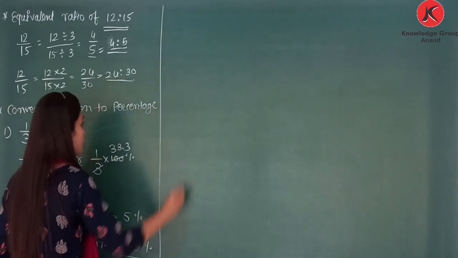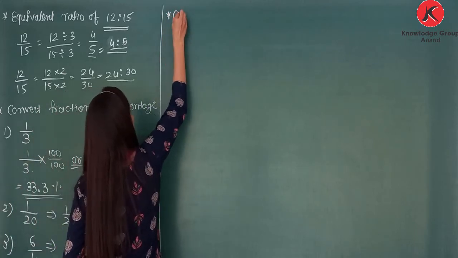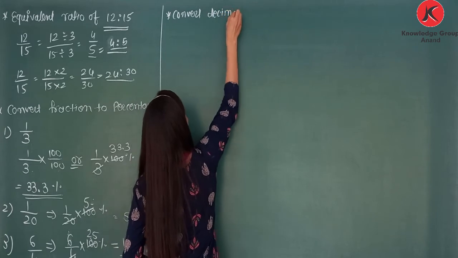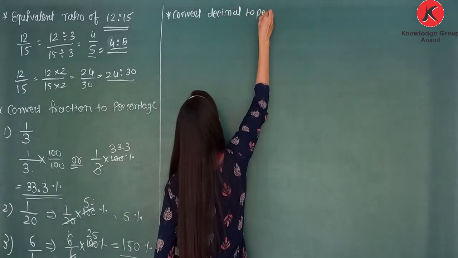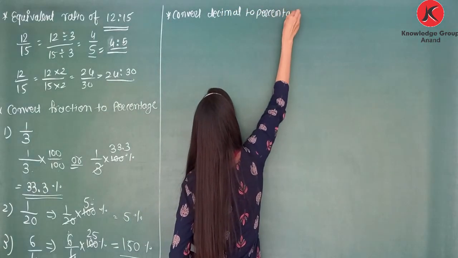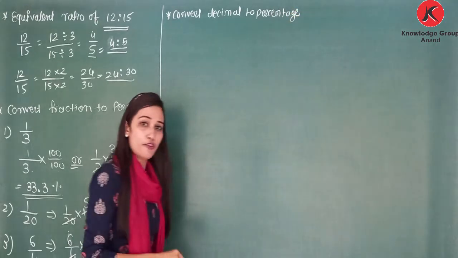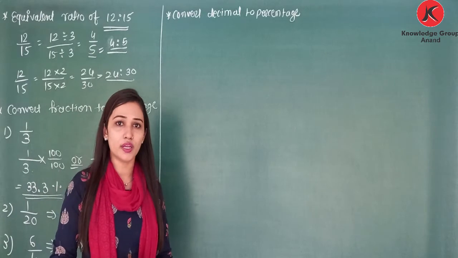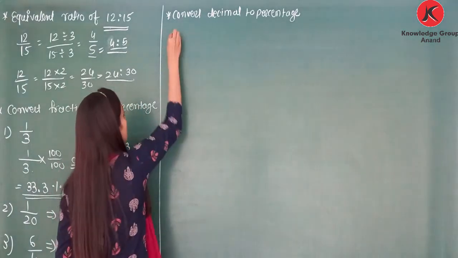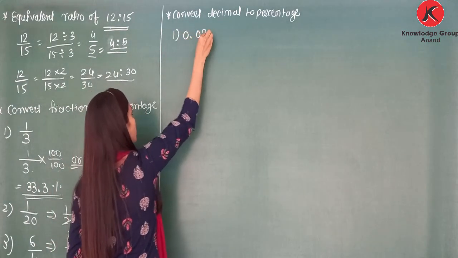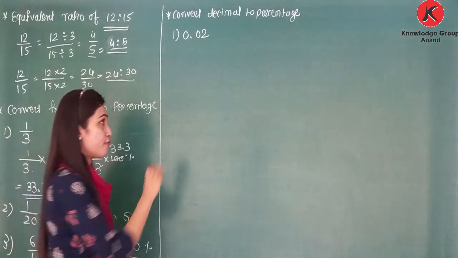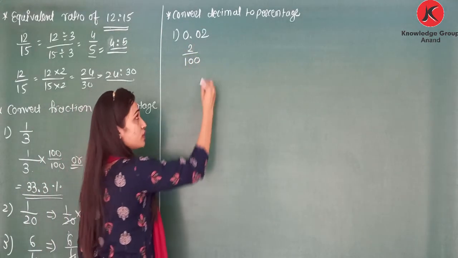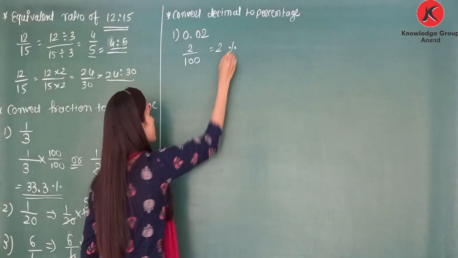Now conversion of decimal to percentage. Now we know that we can write the decimal as a fraction and percentage is a numerator of fraction with denominator 100. Write this as a fraction. It is 2 by 100. And it is a numerator of fraction with denominator 100. It is 2%.